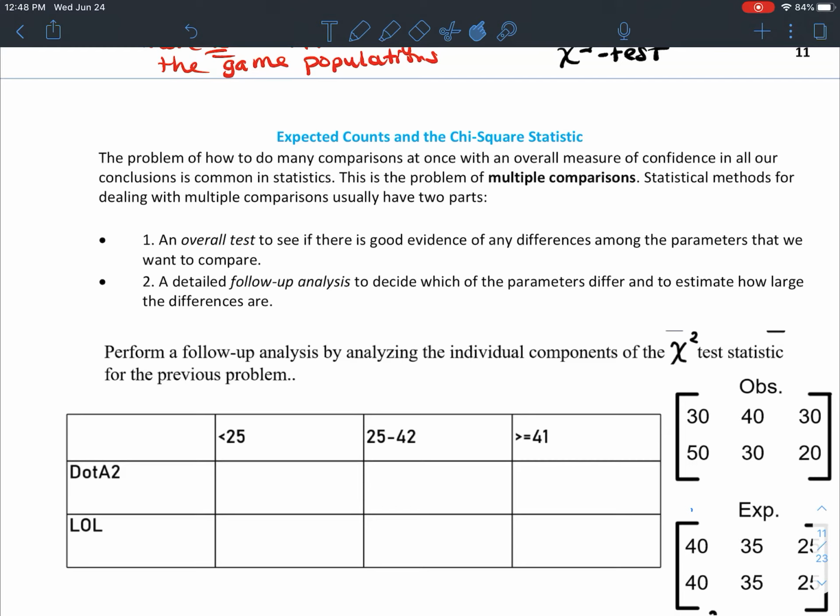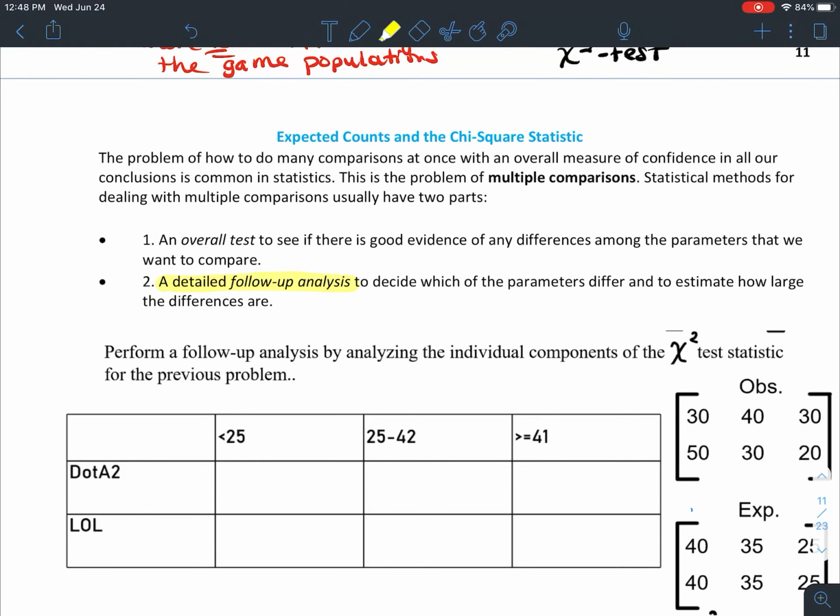Okay. All right, so it says here the expected counts and the chi-square test statistic, and the problem of how to do a lot of comparisons at once when you have this overall measure of confidence. When you're doing these multiple comparisons, it says an overall test to see if there is good evidence of any difference among the parameters that we want to compare, and then doing what's called a detailed follow-up analysis. I think we did a little bit of this with the goodness of fit test, but I want to show you how you would do it with this test, because it is a little bit different with the test for homogeneity.